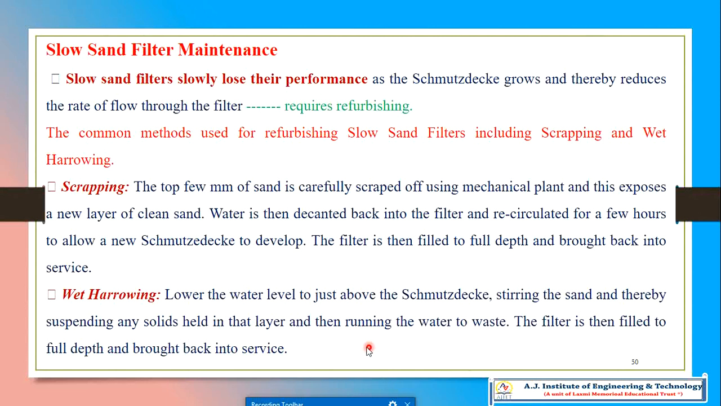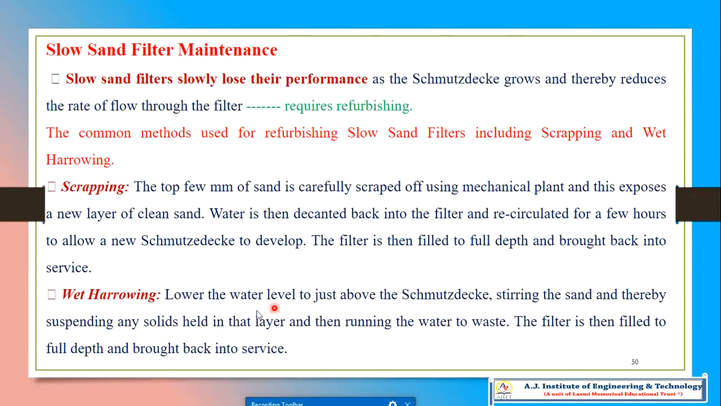This filter is then filled to the full depth and brought back into service. Are you getting? This is very simple. Here, lower the water level just above the Chemist deck. I hope you remember the Chemist deck formation I explained in the previous part, that is part 5 video. Just go through the part 5 video.